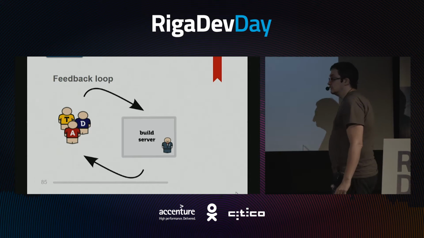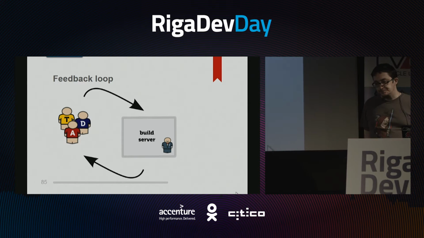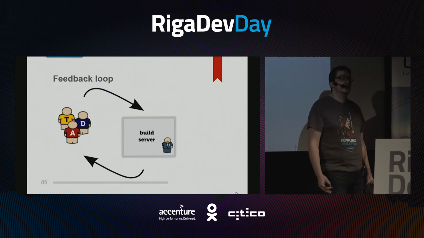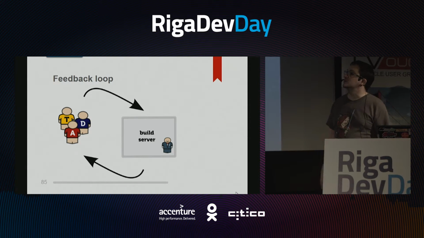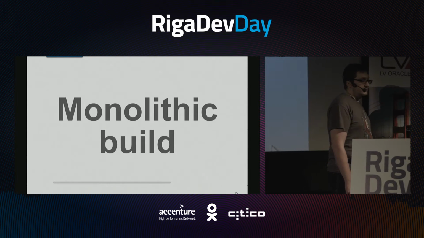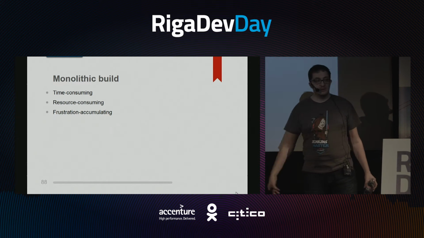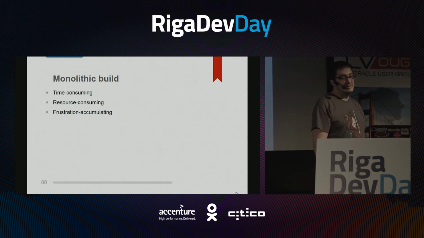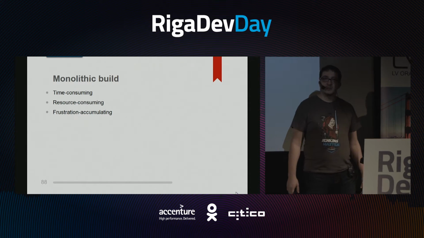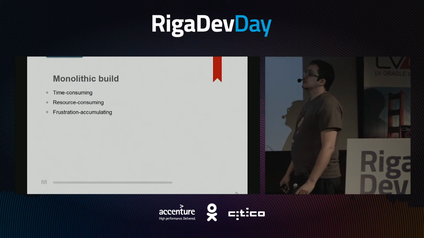The reason we need to scale Jenkins is that we need to get the feedback from our build server as fast as possible, or as qualitative as possible, without any additional failures. So the reason for scaling is, first of all, that you may have a monolithic build, which takes too much time to build, consumes too many resources, and also accumulates frustration. I've seen many teams complaining about their Jenkins building too slowly, or the queue was growing.